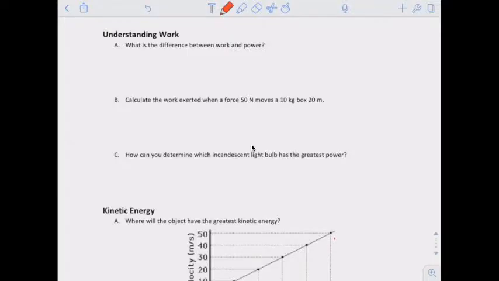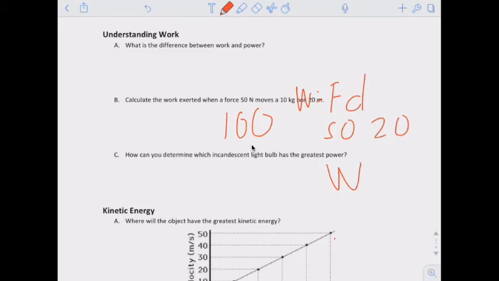Looking at the difference between work and power, our work is our force times distance, and our power is our work over time. It says calculate the work when the force to move a 10 kilogram box 20 meters. Work equals force times distance. Our force is 50 times a distance of 20 meters, which would give us 1000 for our answer. It says, how can you determine which incandescent light bulb has the greatest power? Power is measured in watts, so you just look and see if it's a 100-watt bulb. That means it has a greater power.